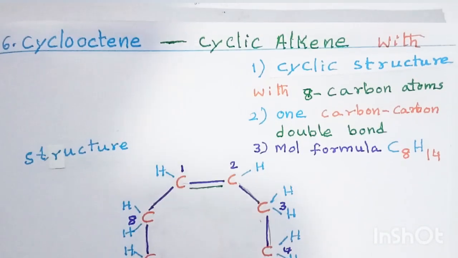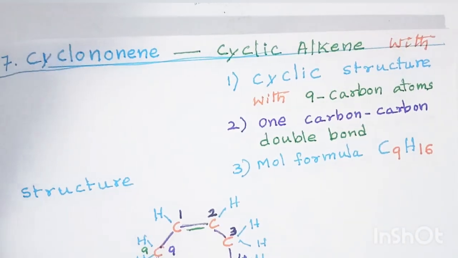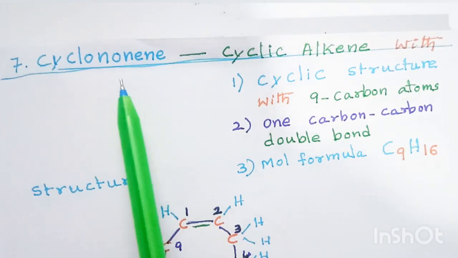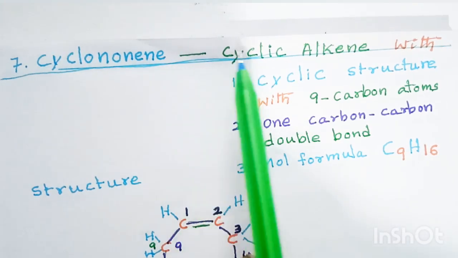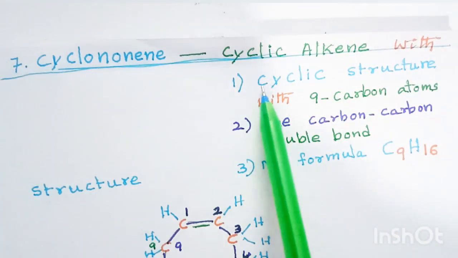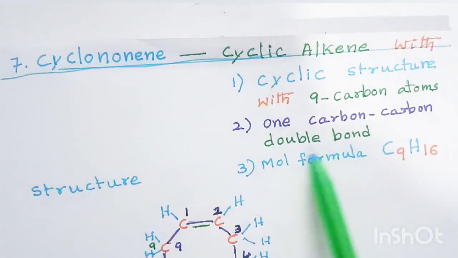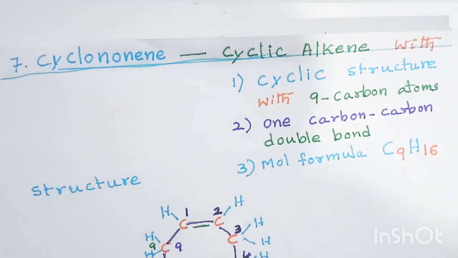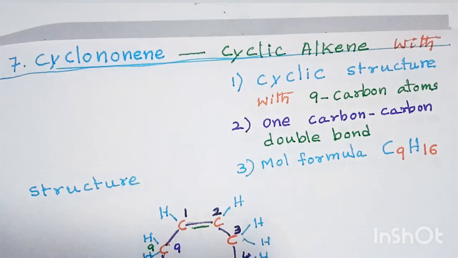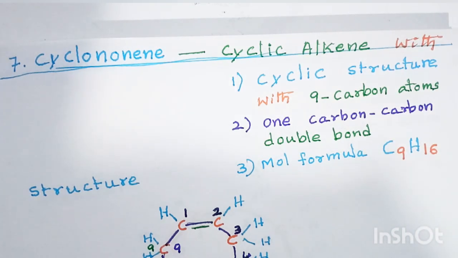Okay. Now let us see the next member of cyclic alkenes, that is cyclononene. Non stands for 9, ene stands for double bond. So this is a cyclic alkene with cyclic structure having 9 carbon atoms and 1 carbon-carbon double bond. The molecular formula is C9H, how much? 16, because 18 minus 2 is 16. C9 means H will be double of that, 18. Minus 2 is 16. C9H16.